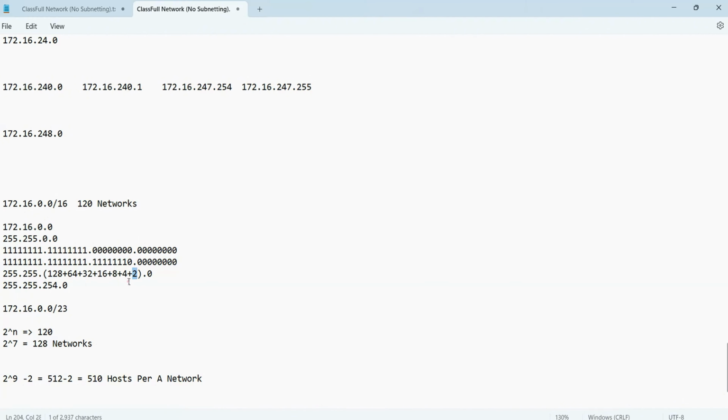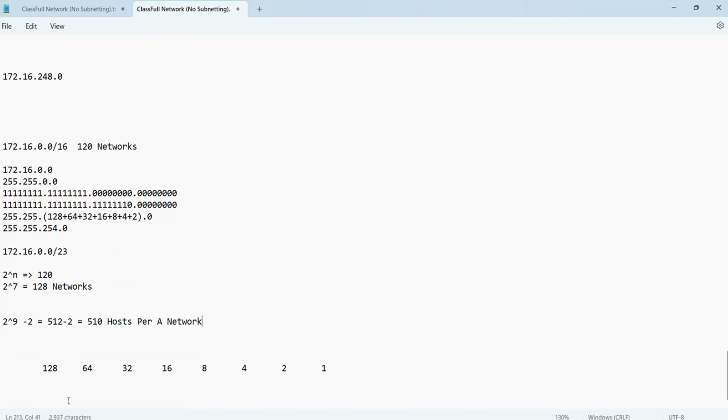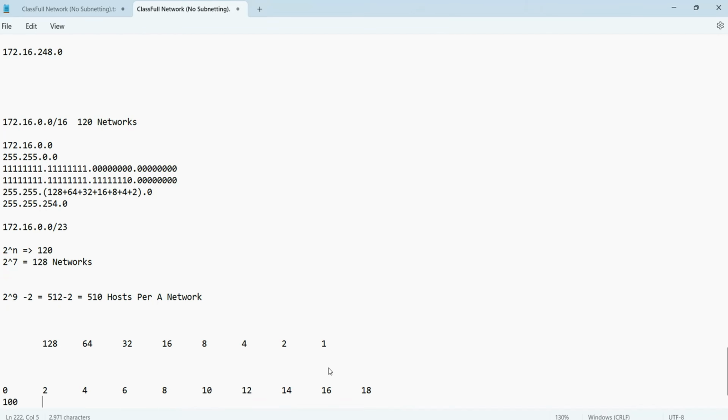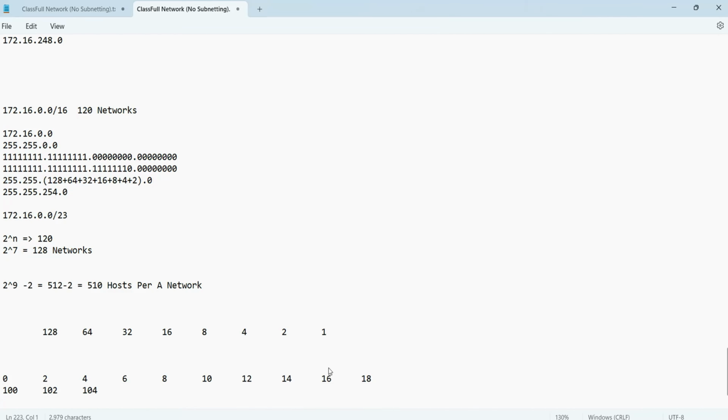What's the value of the last bit that I borrowed? It's a 2. Okay, perfect. 0, 2, 4, 6, 8, 10, 12, 14, 16, 18. Eventually it's going to reach 100, 102, 104, right? Eventually it's going to reach what? 200 network, 202 network, 204, 206, 208, right? Look, I'm jumping by 2, right? 210, 212, 214.